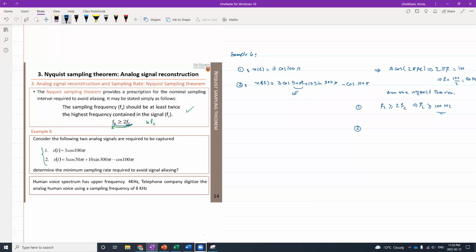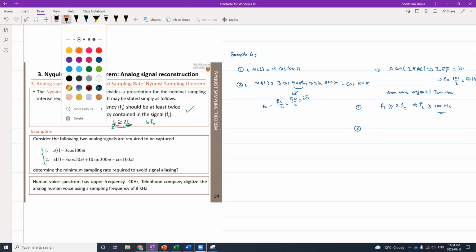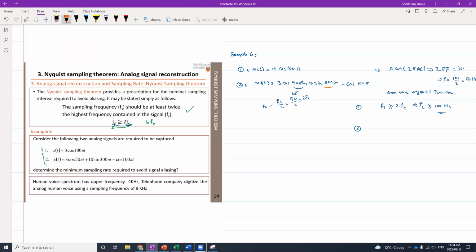How to calculate the Fc? It is going to be equal to Fs over 2. In this case, this is 50 over 2. It is going to be 25. So for another sampling in here, in this case, it is going to be Fc equal to 300 over 2, which is 150.